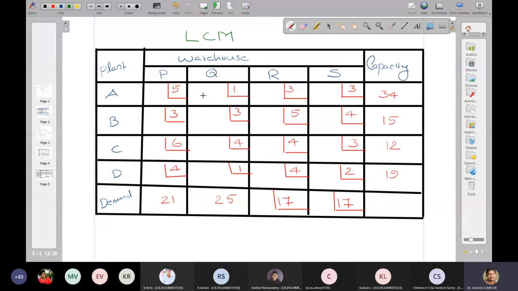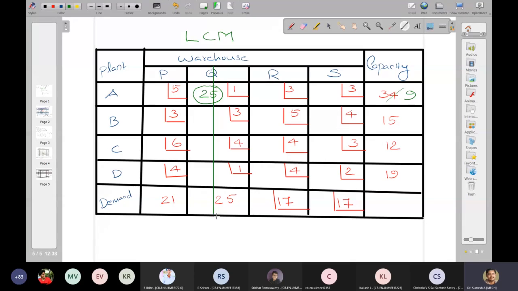Yes, sir. The allocation given over there will be 25. So I have allocated the 25 over there. Balance will be 9, since 34 will be left out. Now, since the demand of Q is completely met, that will be removed from my iteration. So left out will be P, R and S.